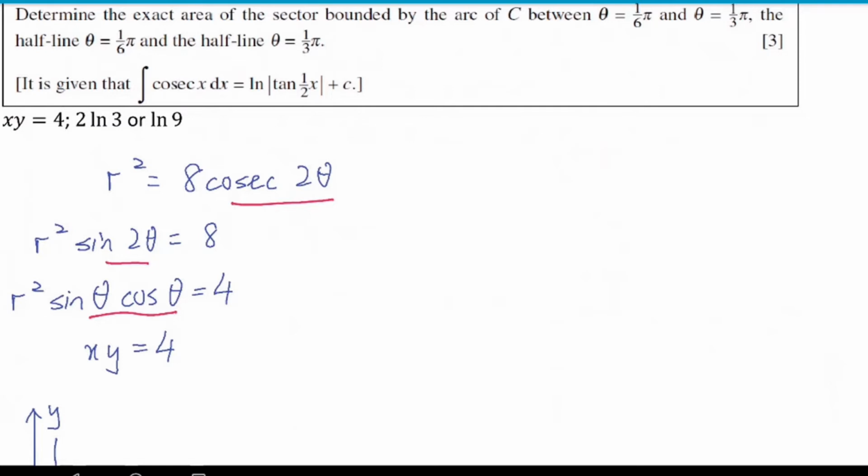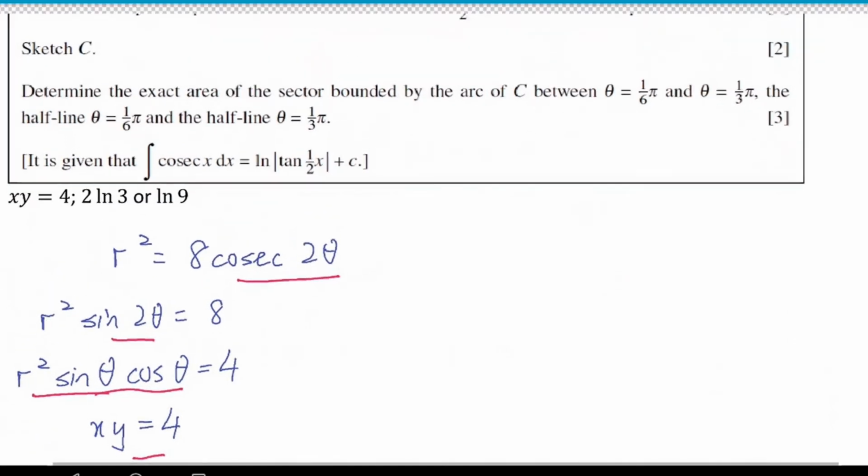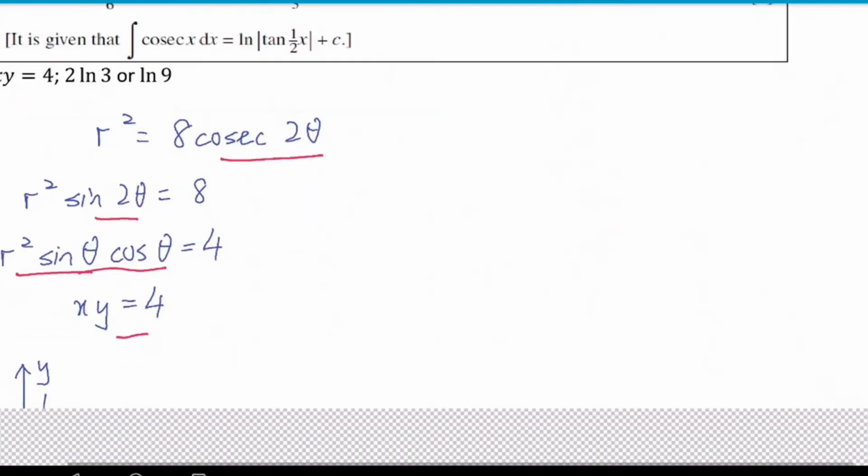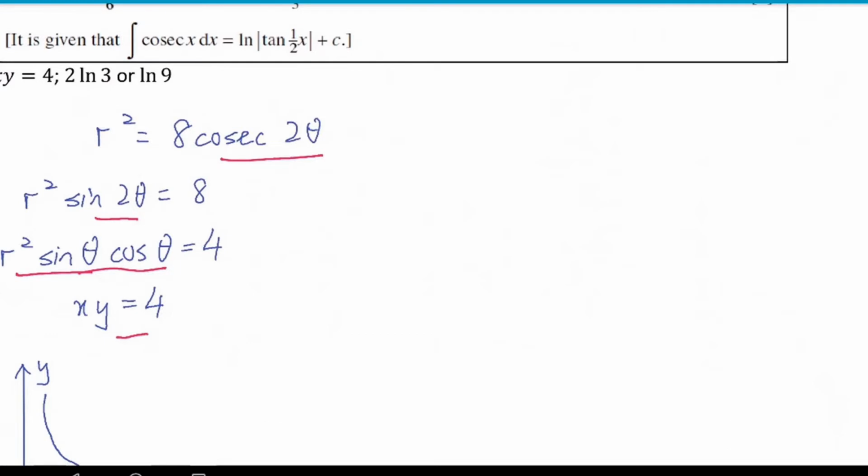And for this, we have r sin θ times r cos θ, which gives us xy equals 4. This is our Cartesian equation. So what happens next is that we want to sketch the curve C. Once we already have the Cartesian equation, it's easy for us to sketch C. So this is basically a reciprocal graph. y equals 4 over x is a reciprocal graph.